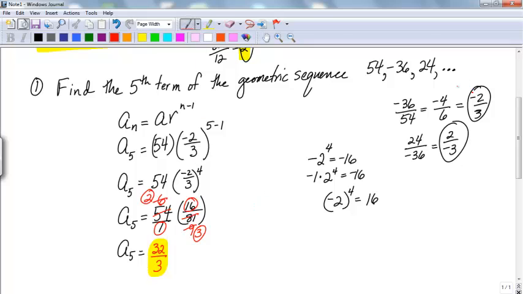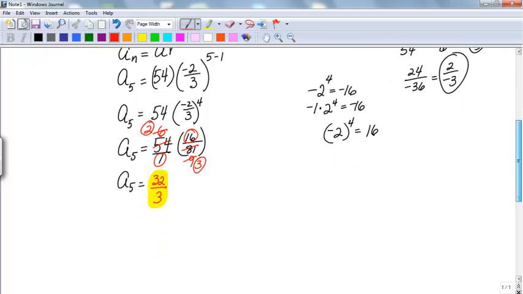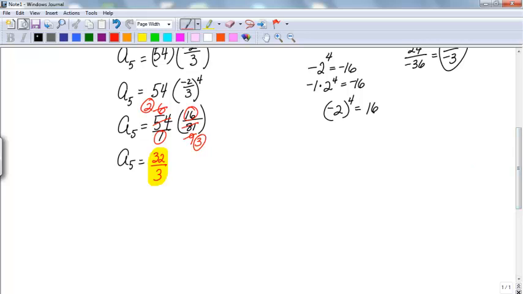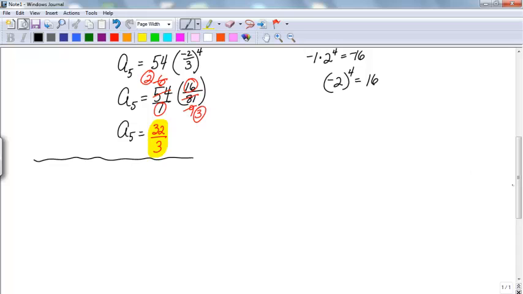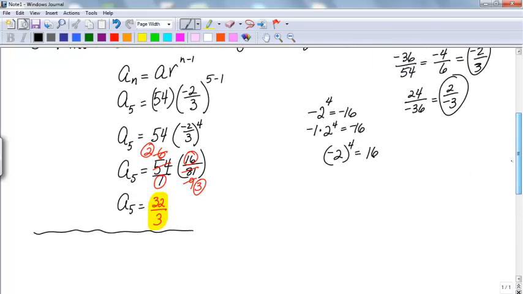We could have gone up here and just taken negative 2 thirds times 24, take that answer times negative 2 thirds. But like I said, if you're asked to find the 500th term, you don't want to have to do it that long way. You need to know the formula. Okay, that is the formula for a geometric sequence, a sub n equals a r to the n minus 1. And if it's geometric, it has a common ratio. If it's arithmetic, it has a common difference.